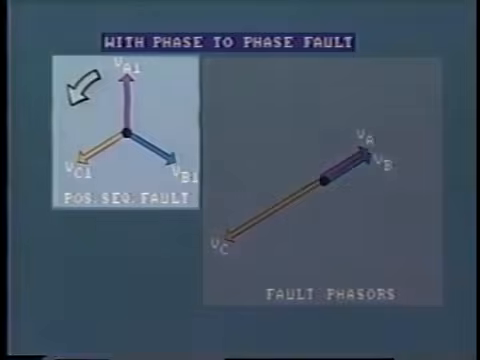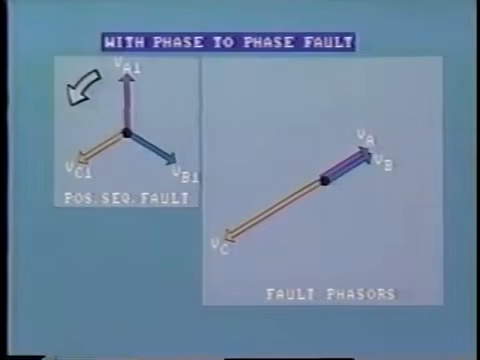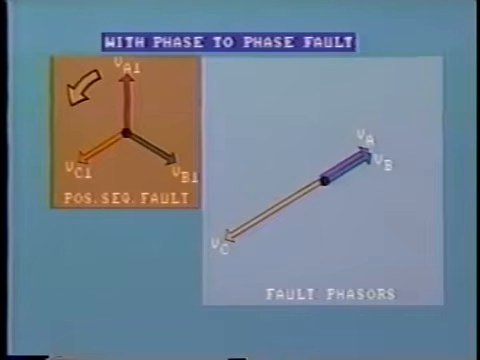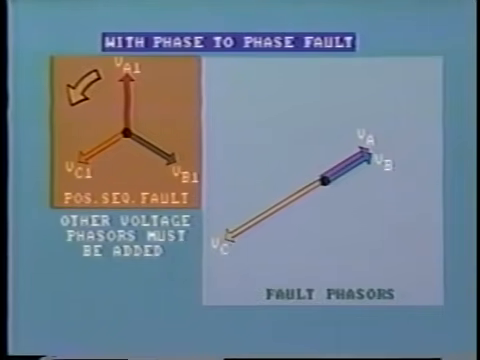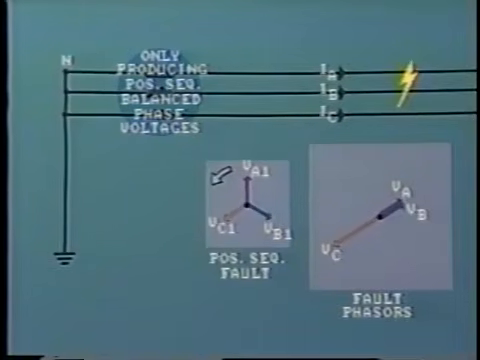How do we get from here to here? Well, obviously, other voltages are present at the fault and are being imposed upon the positive sequence voltages. That is, other voltage phasors must be added to the positive sequence phasors to get fault phasors. We can find the missing components by carefully studying the phasor diagram and adding appropriate phasors.